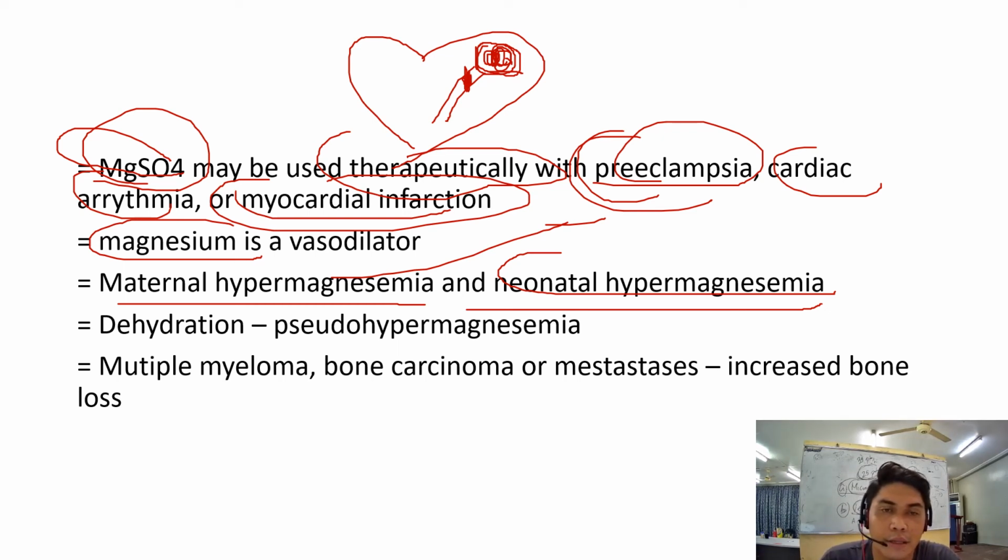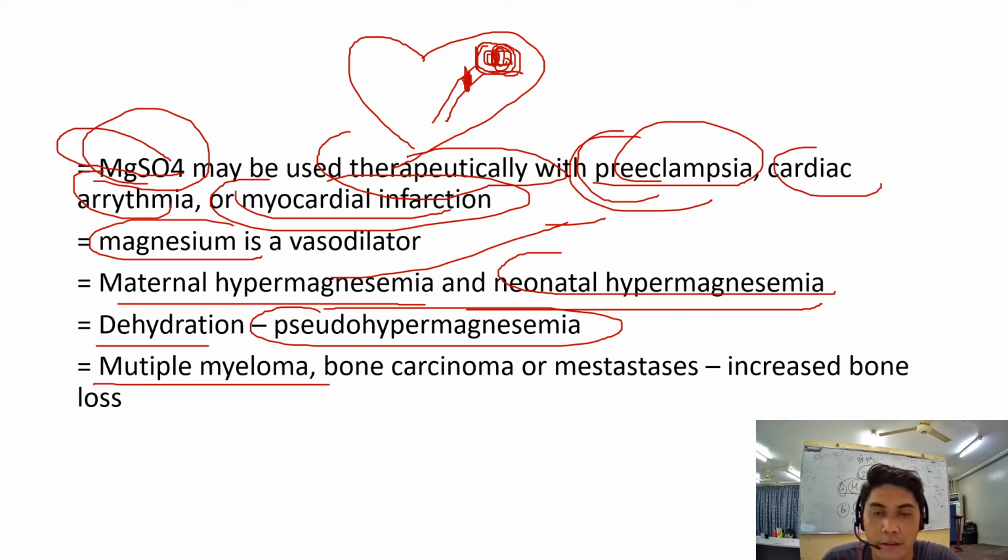Next is dehydration. It can cause pseudo hypermagnesemia, so there's an increase in magnesium due to the decrease in plasma volume. Another is multiple myeloma, bone carcinoma, and metastasis. It's due to increased bone loss, so there is also the release of magnesium from bones.